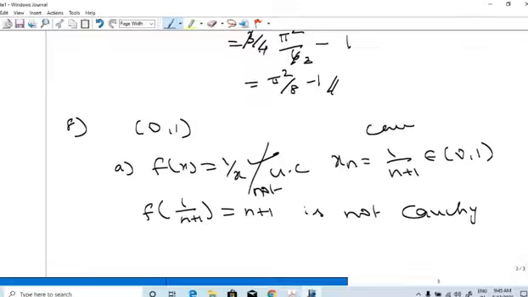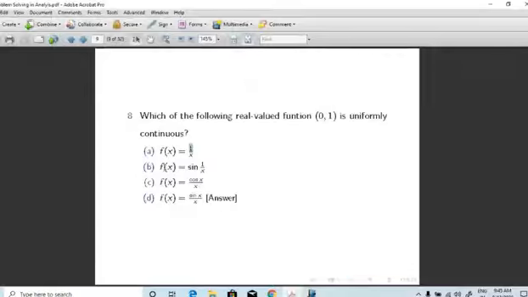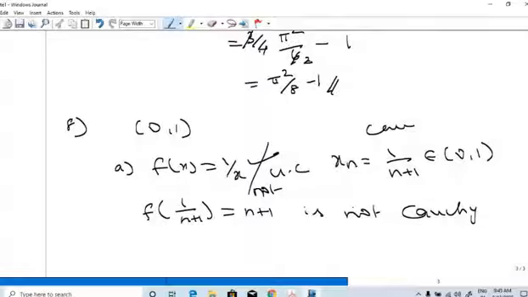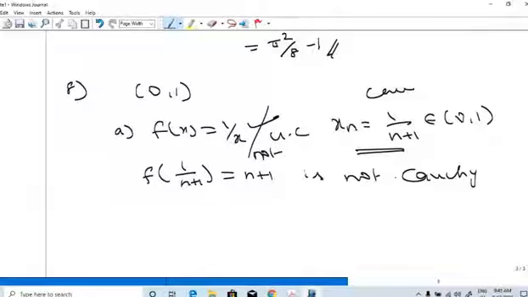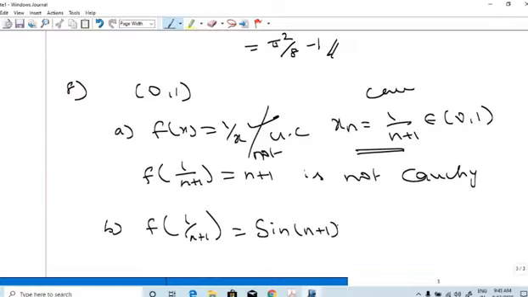So again, look at the second one. Same thing. Suppose f of x equal to sin 1 by x. So look at the same example. Take x_n equal to 1 by n plus 1. So f of 1 by n plus 1 is nothing but sin of n plus 1. So again we know that sin n is a divergent sequence, therefore it's not convergent. We know that for a real sequence, Cauchy sequence if and only if convergent sequence. Anyway, we know that sin of n plus 1 is not a convergent sequence, therefore it's not a Cauchy sequence.